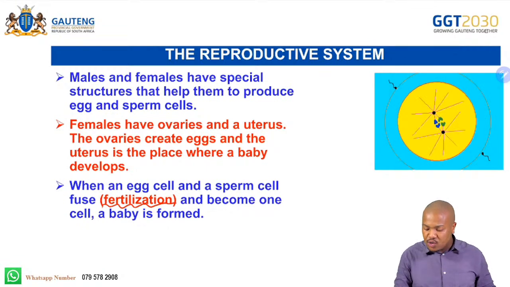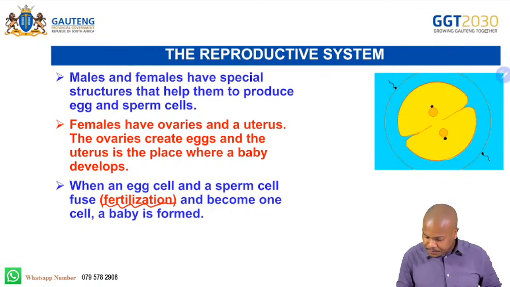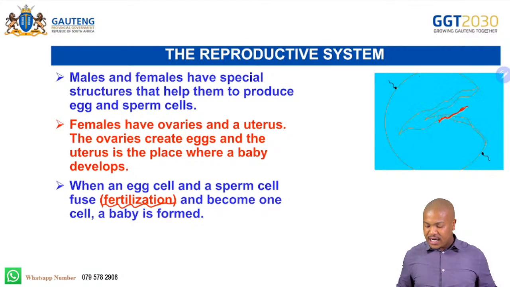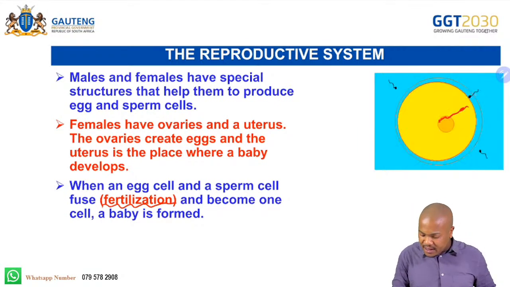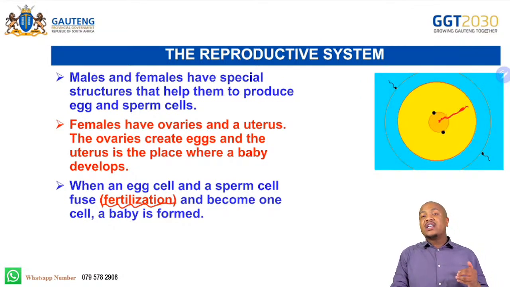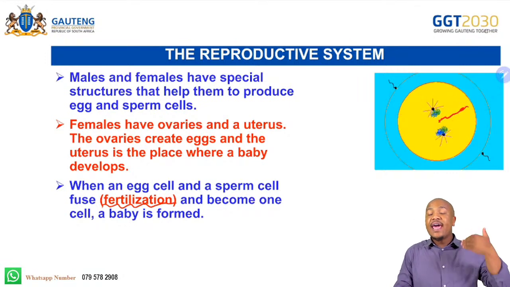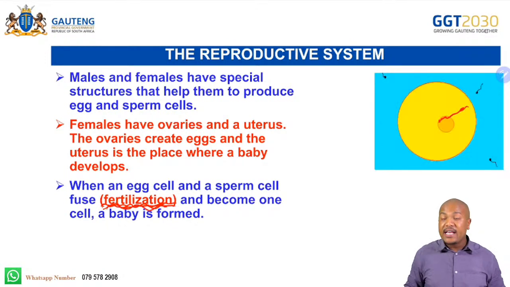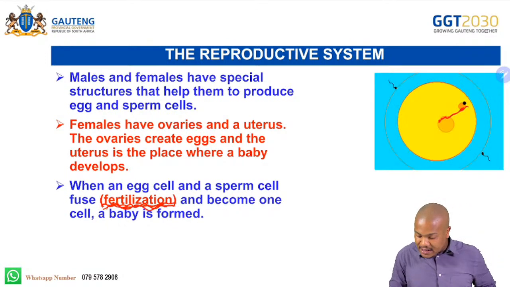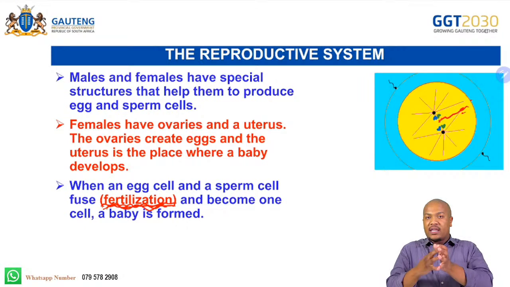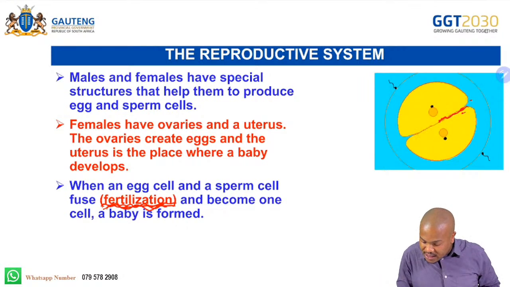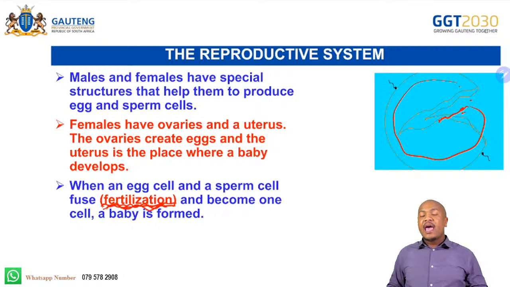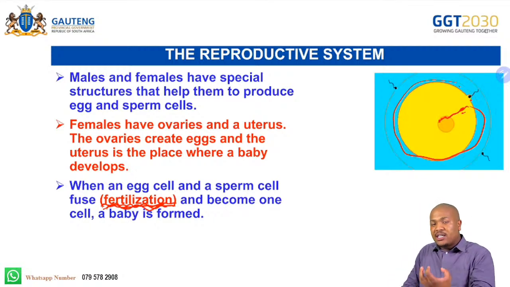So here is a picture to demonstrate fertilization, right? So now you have a sperm cell coming in, swimming in the female reproductive system. As it reaches the fallopian tubes, it reaches the egg cell that has been released after ovulation, right? So what happens? The sperm cell meets what? The egg cell, and they fuse together, right? As they fuse together now, as you can see, they become one cell. As they become one cell now, implantation takes place.